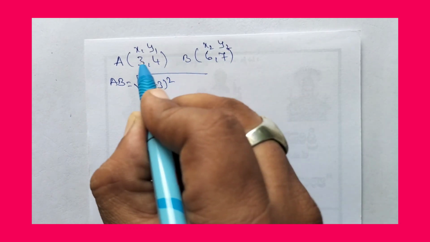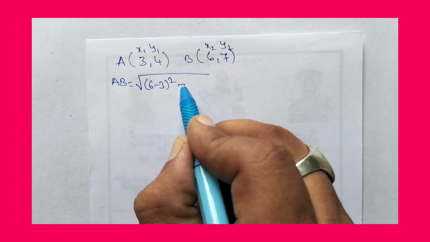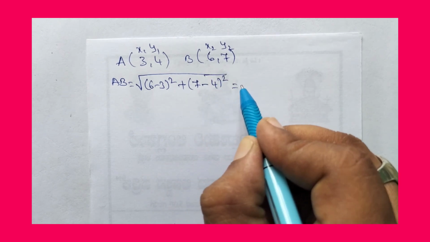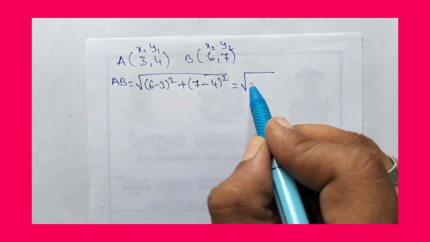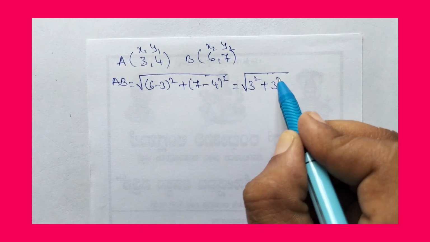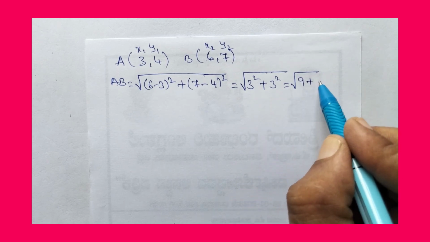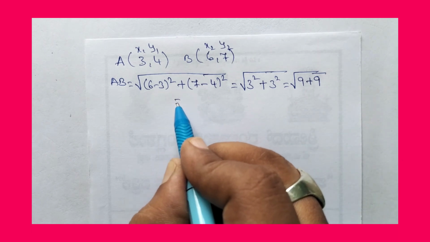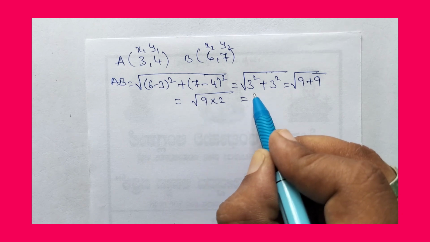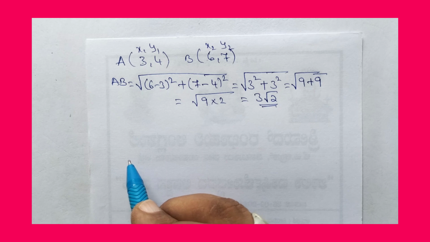So x2 minus x1, 6 minus 3 whole square, plus y2 minus y1, 7 minus 4 whole square, is equal to square root of 6 minus 3 is 3 square plus 7 minus 4 is 3 square, is equal to square root of 3 3s are 9 plus 3 3s are 9. So that is equal to 9 how many times? 2 times. 9 into 2, square root of 9 is 3 root 2. So 3 root 2 is the distance between A and B.